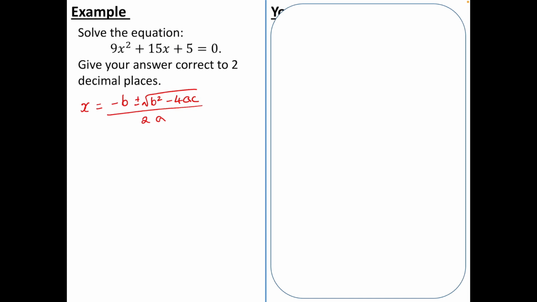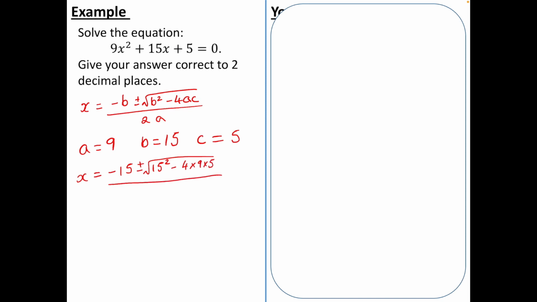The next thing I want you to do is write down what is A, what is B, and what is C. A is the coefficient of x squared, it's 9. B is 15, and C is 5. Now I want to begin to substitute these into that formula. So I'm going to have that x is equal to negative b, where b is 15, plus or minus the square root of b squared, so that's going to be 15 squared, take away 4 times a times 5, all of that divided by 2 times a, where a is 9.